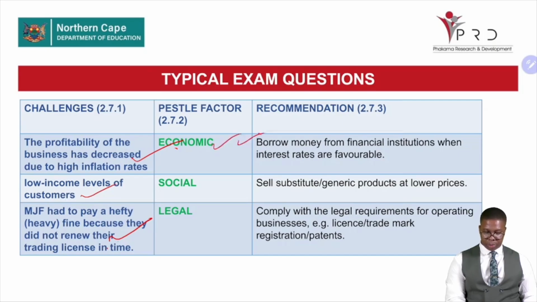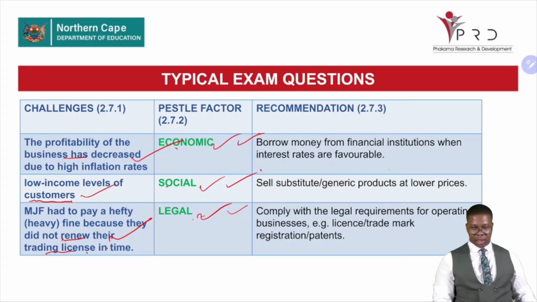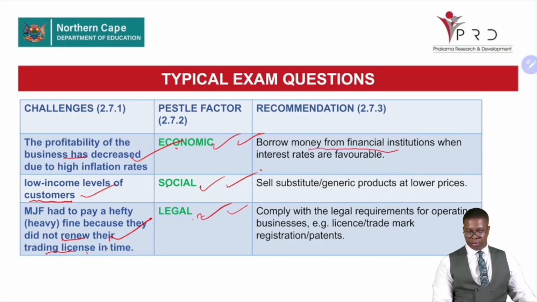Economic factor because of profitability decreasing, social factor because of low income levels, and remember, when it comes to social, we're talking about customers and consumers, so they are affected socially. And then legal factors because of failing to renew the trading license. And then what are the recommendations to deal with these PESTEL factors? Economic factors, because of the decrease in the profitability, the business can borrow money from a financial institution when interest rates are favorable, not during inflation.